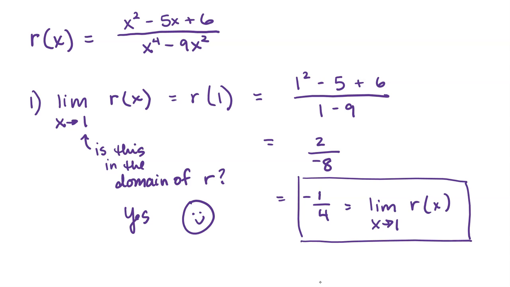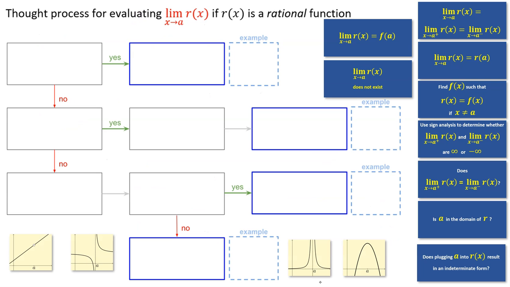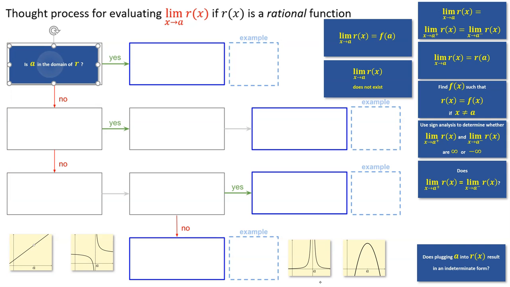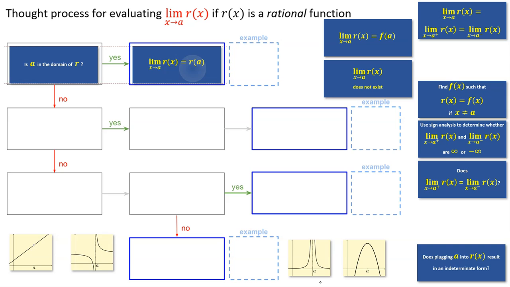1 down. Let's start thinking about how our flowchart works with that problem. The question we asked to begin was, is a in the domain of r? And in this case, our answer was yes. So we just said, then the limit as x approaches a of r of x is r of a. And an example of that would be a function like this that looks like a polynomial.